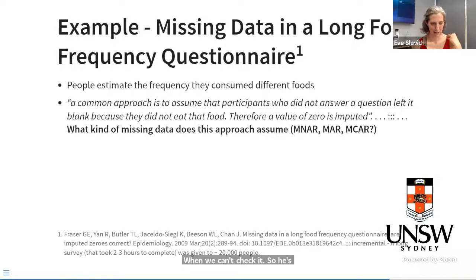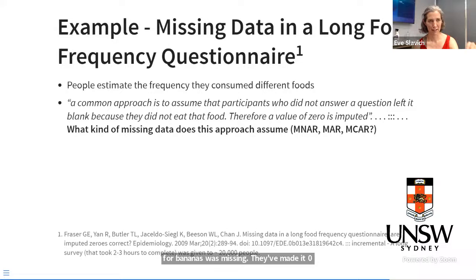So here's another example. This is a published study. It's called Missing Data in a Long Food Frequency Questionnaire. So people did this survey where they estimate the frequency that they consume different foods. And there was a lot of missing data. And what people typically do with this kind of data is that they assume that if you don't answer a question, you left it blank because you don't eat that food. So therefore, a value of 0 is imputed. So if the value for bananas was missing, they made it 0.